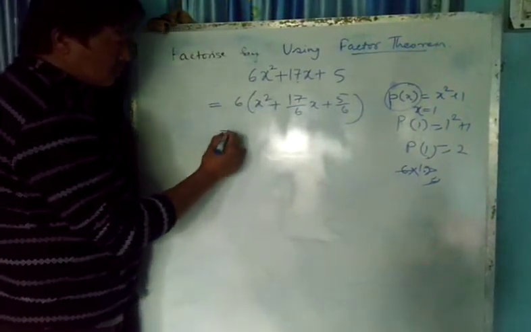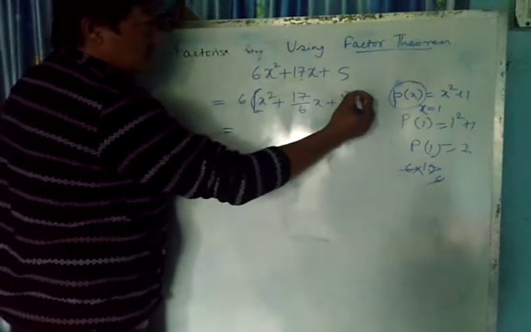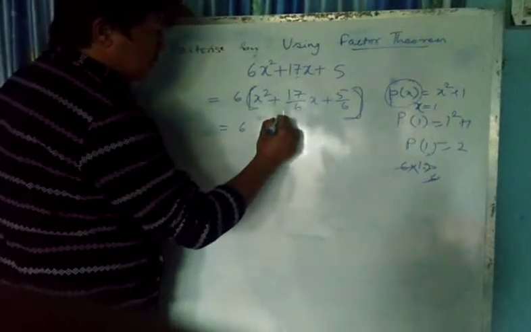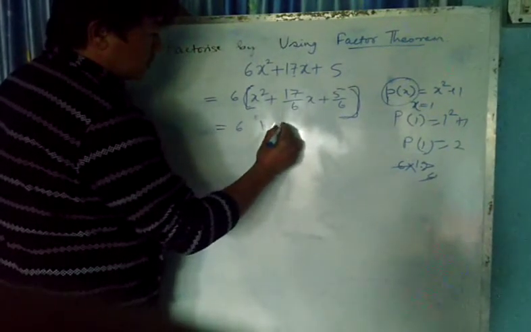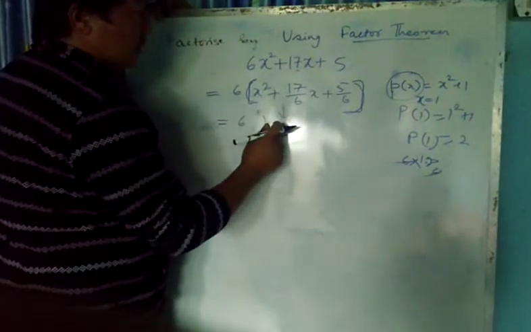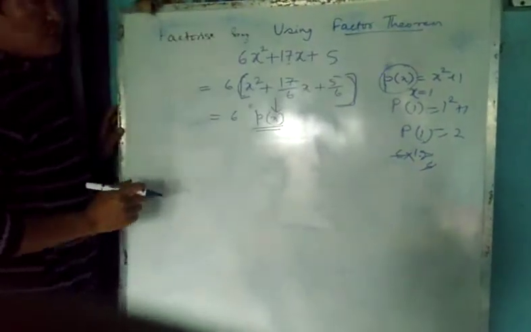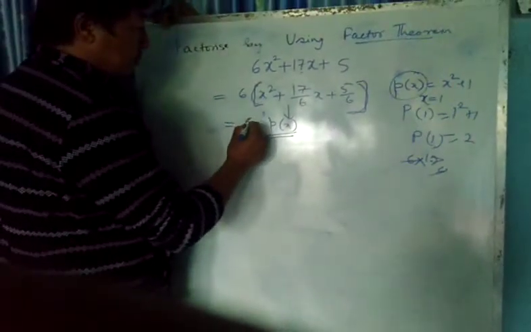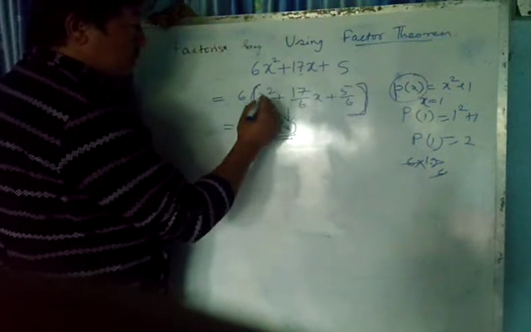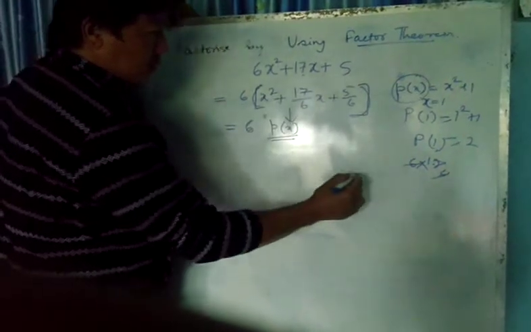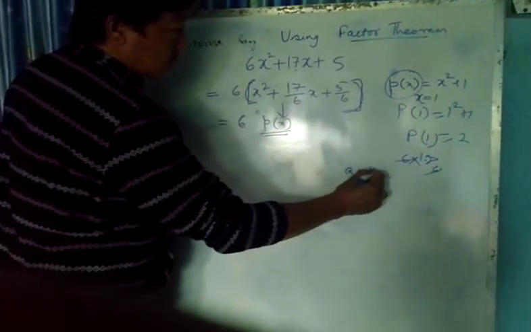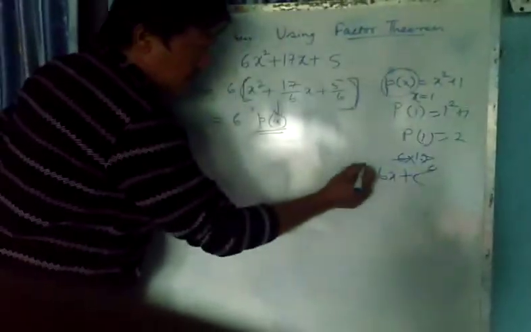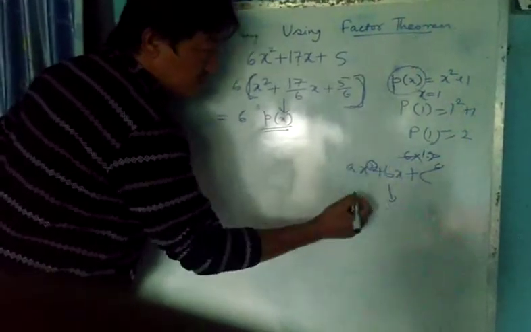Now we have got a quadratic polynomial. Let us denote it by px, so that we have scope for using the factor theorem. Now again, let us get going. This is a quadratic polynomial, the general form being ax square plus bx plus c. So how many zeros will there be? The highest degree is 2, so we'll be getting two zeros.